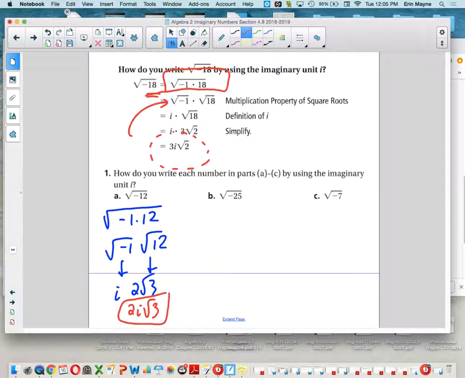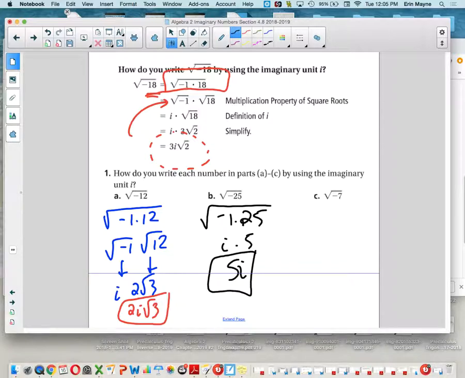2i root 3. Now, letter B is nice and quick. Negative 1 times 25. That's just simply i times 5, which we write as 5i. Are you okay with that? Yes. Okay. And then the last one, I write the way Morgan said, but that does not reduce. So we leave it like that. Okay? Any questions on the problems there in number 1?